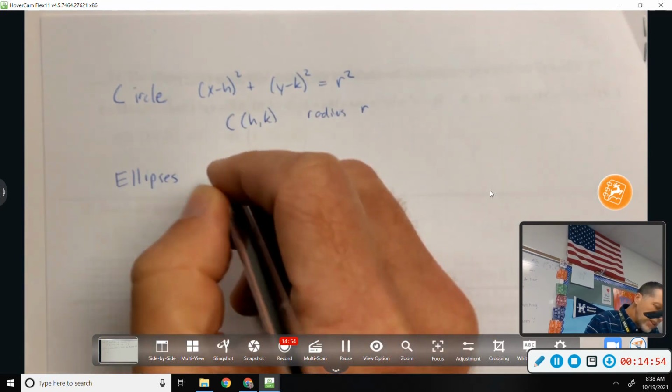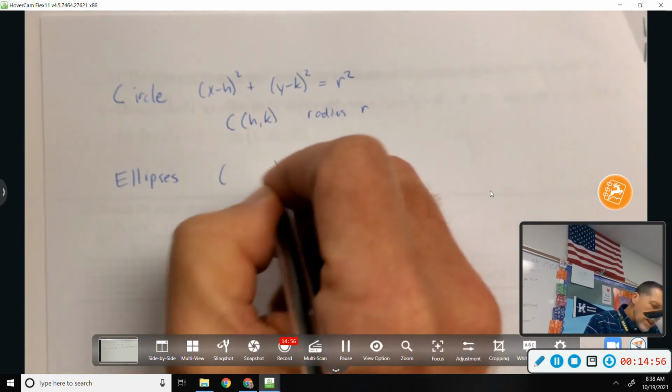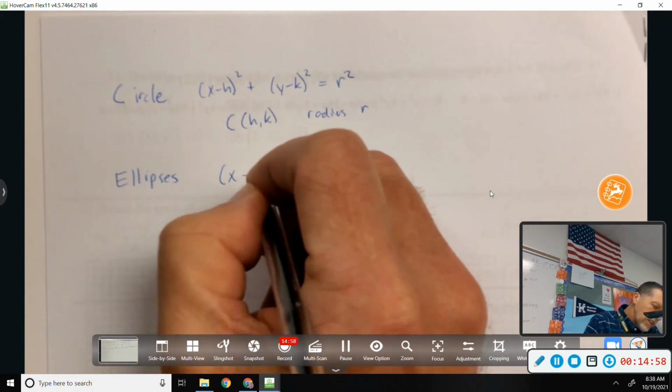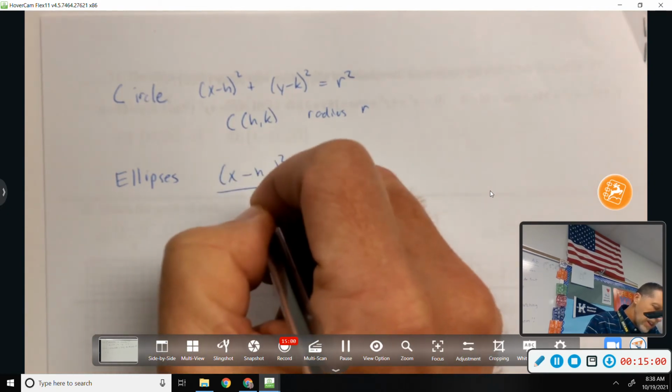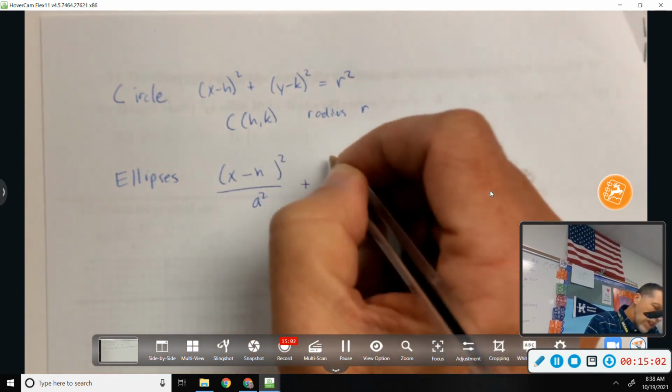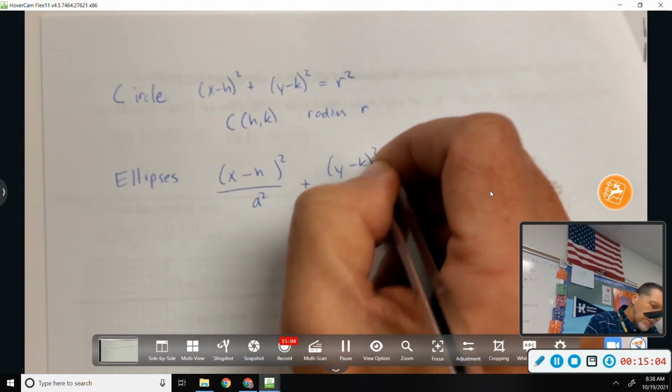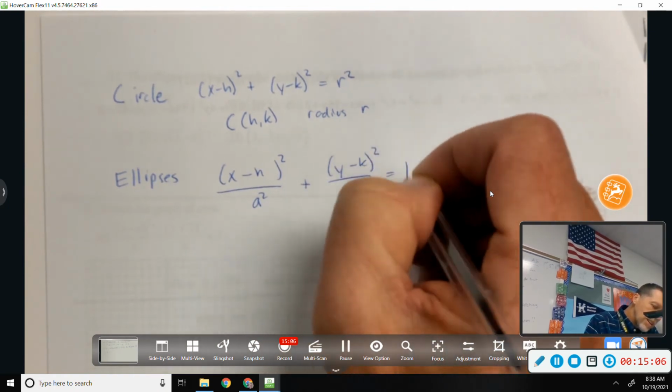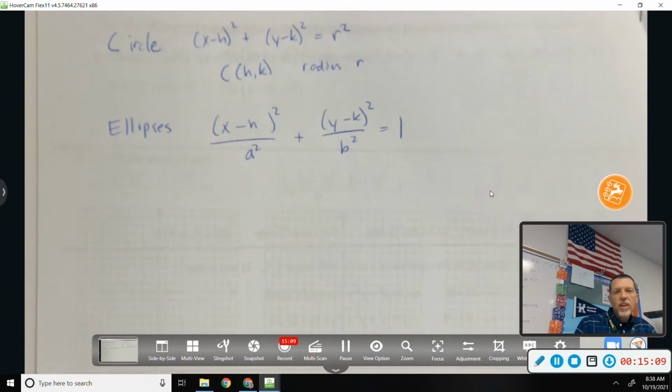For ellipses, x is always first. I don't know if you even want to write all this down. X is always first. A is always bigger.